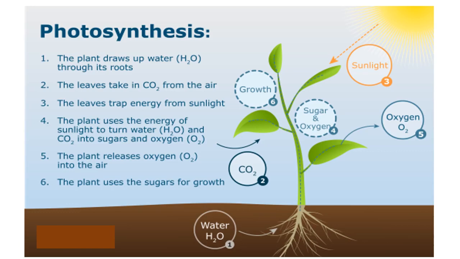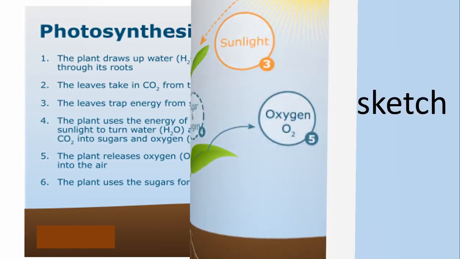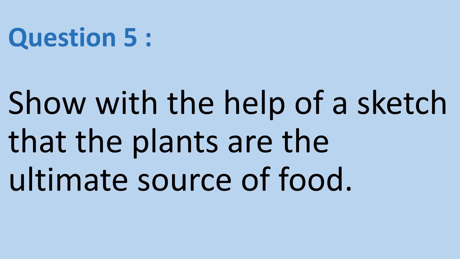Point number 5. The plant releases oxygen into the air. This is also represented in the circle denoted as 5. And lastly, the plant uses these sugars for growth. Question number 5. Show with the help of a sketch that the plants are the ultimate source of food.